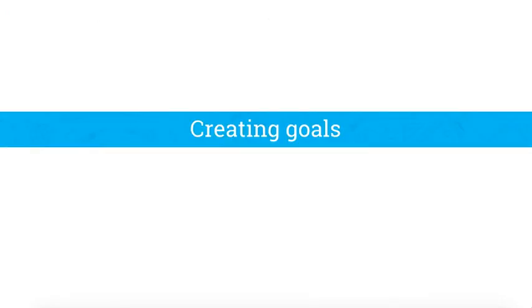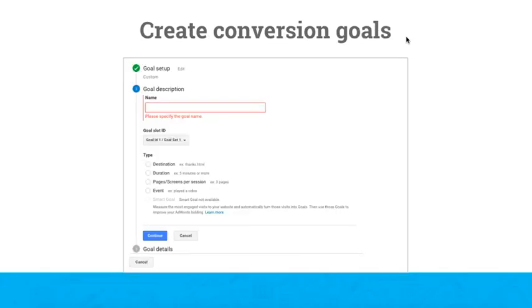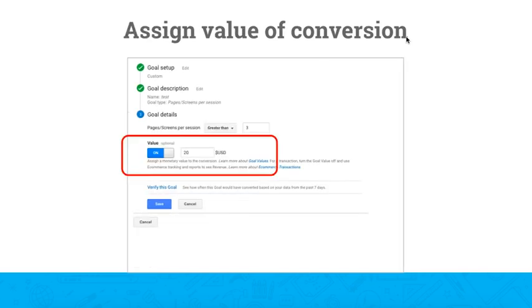So let's talk a little bit about creating goals. To create a goal in Google Analytics, you'll start off by going to the admin panel by clicking on that gear on the lower left-hand side of your screen. When you get to the admin panel, under View, you'll click on Goals. And this is where you can set up some custom goals. So you'll start with setting up a custom goal and name it. So you'll enter the description such as contact form submission.